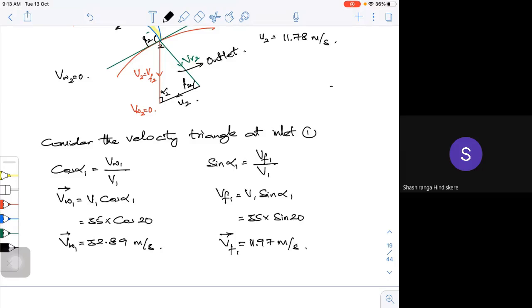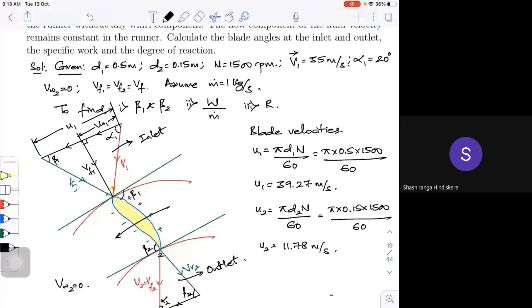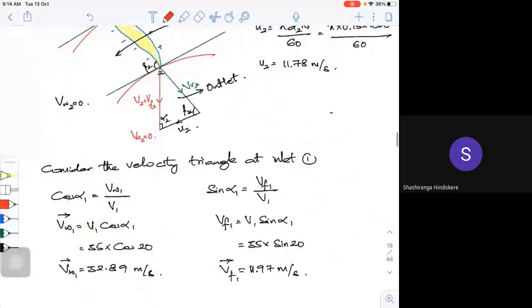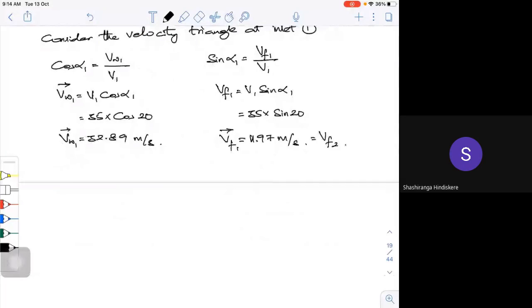See, there is a condition they given. What is it actually? The flow velocity remains constant throughout your turbomachine, or the runner. So in that case, Vf1 is also equal to Vf2. That means Vf1 and Vf2 both are 11.97 meters per second. Okay. Now let us try to find one by one. That is beta angles. First one is blade angles, beta 1 and beta 2.